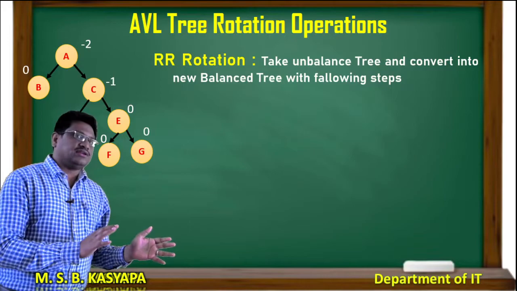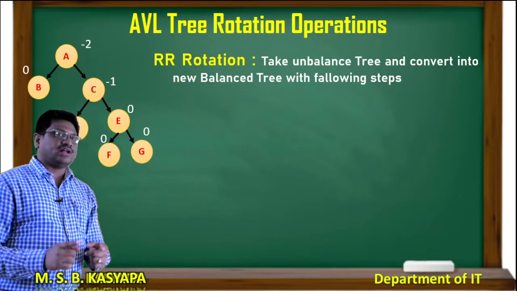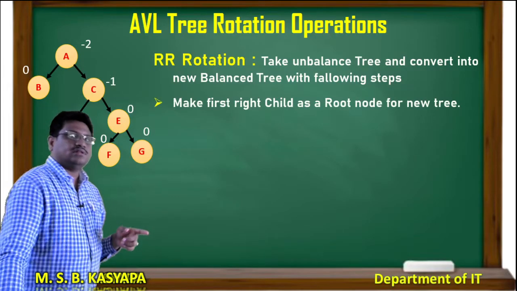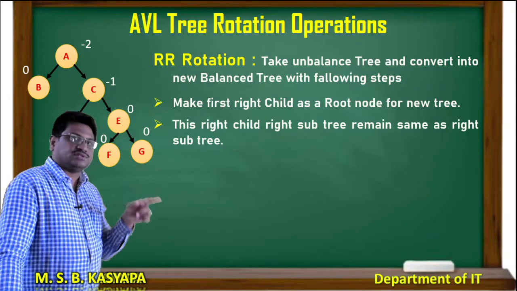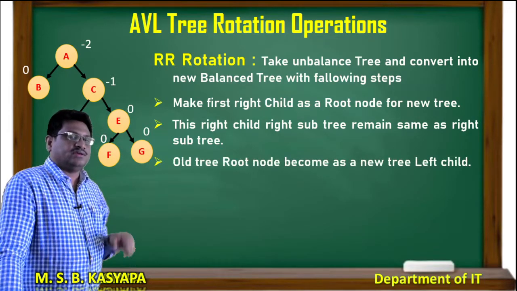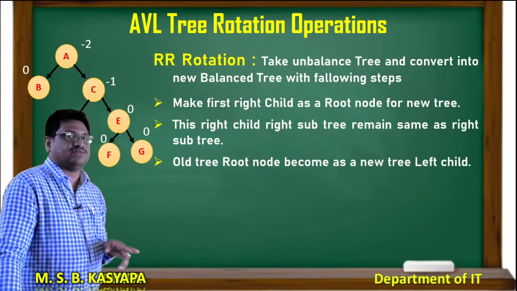If I am doing LL rotation, the whole root node will become a right child. If I am doing the RR rotation, now the whole root node will become a left child. If it has any left childs, they remain as left childs.